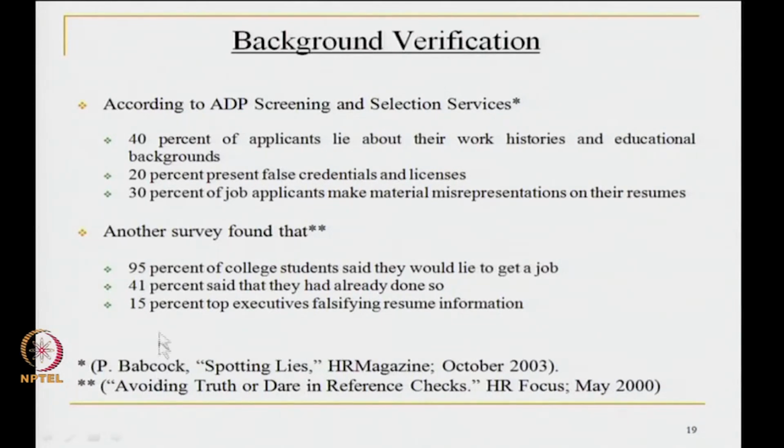The references are given there, so that I do not have to generate any responses to the veracity of these figures. 20% present false credentials and licenses. 30% of job applicants make material misrepresentation on their resume. Another survey found that 95% of college students said they would lie to get a job. 41% said that they had already done so, and 15% of top executives falsify resume information.